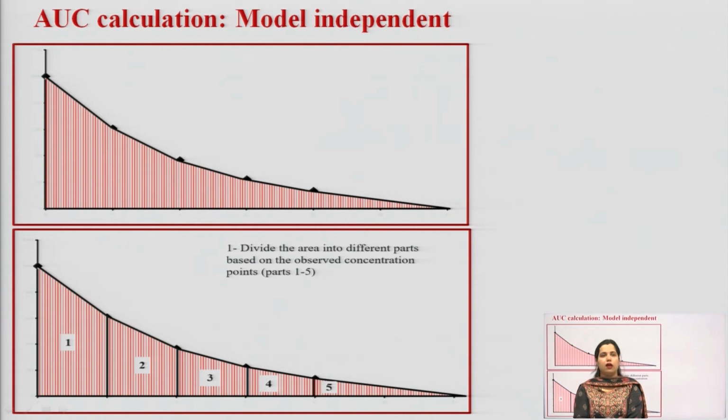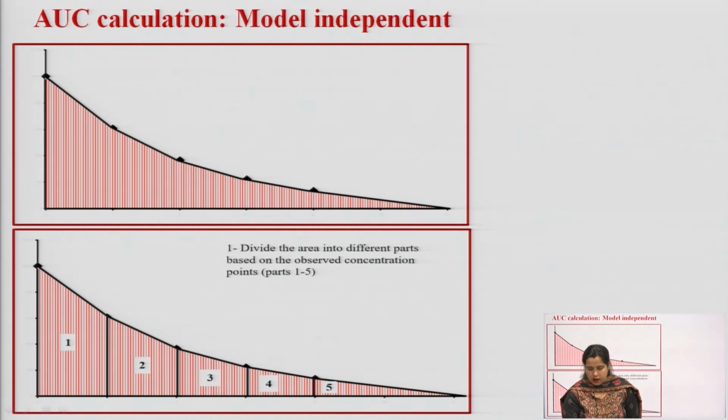You see that this is your concentration axis and this is your time axis. Earlier we read the concentration time profile curve, and this is an example of how to calculate. Divide the area into different parts based on the observed concentration. That means at one point in time the Cmax was this, then it reduces over time. Based on the time intervals, we have categorized our area as 1, 2, 3, 4 and 5 and more.